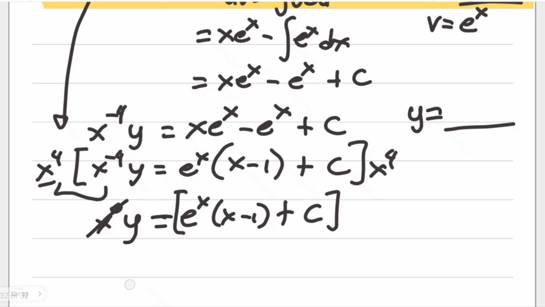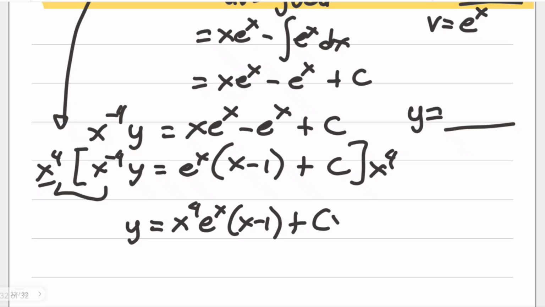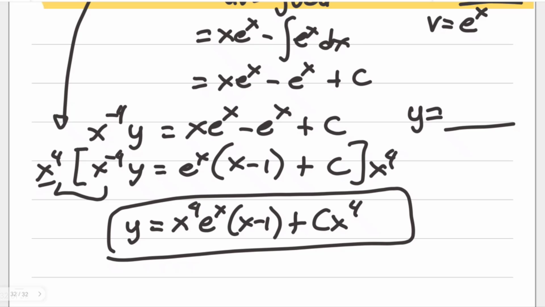Let me redo all of these things here. Again, x to the power of 4 times x to the power of negative 4 is x to the power of 0, or 1. So we are left with y is equal to, and the last form would be, x to the power of 4 e to the power of x times x minus 1, plus c x to the power of 4. This is now the solution of our given equation.